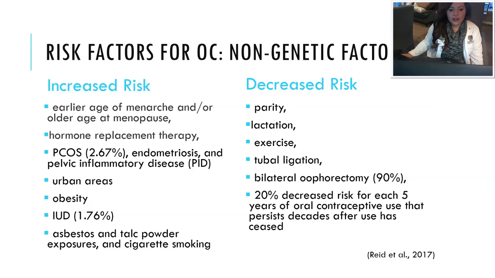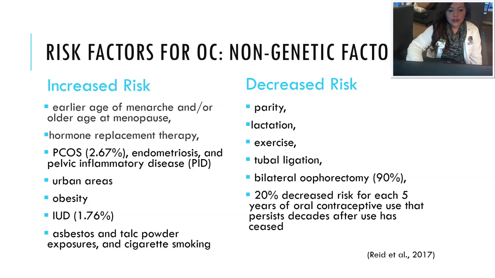The factors that increase a woman's risk for ovarian cancer are earlier age of menarche or older age at menopause, hormonal replacement therapy, PCOS, endometriosis, pelvic inflammatory disease, urban areas as discussed earlier, obesity, and IUDs. It's also hypothesized that asbestos, talc powder, and cigarette smoking increase the risk, but there's less strong evidence for those.